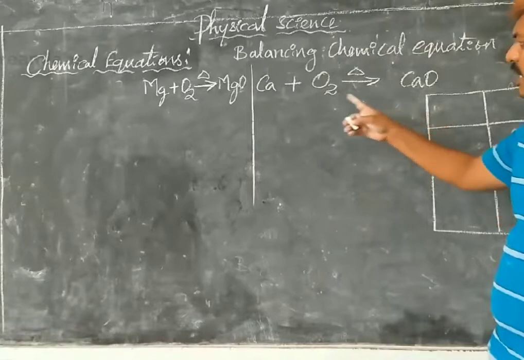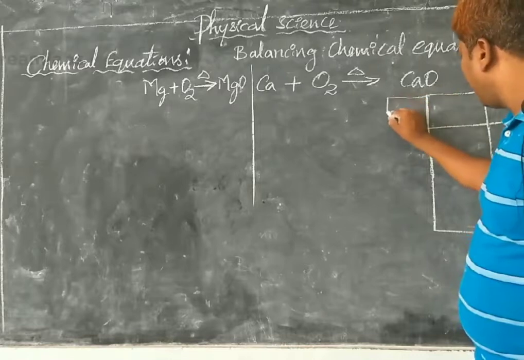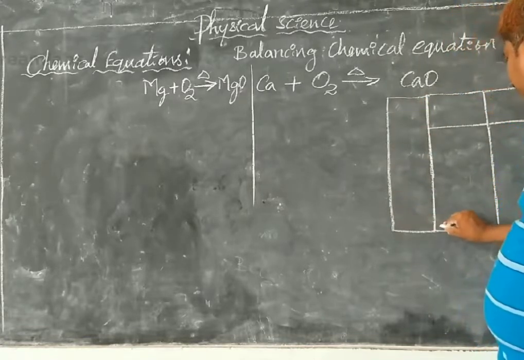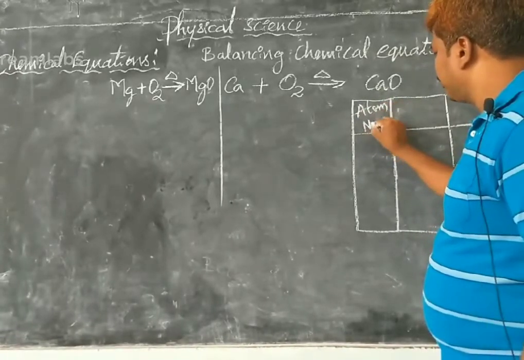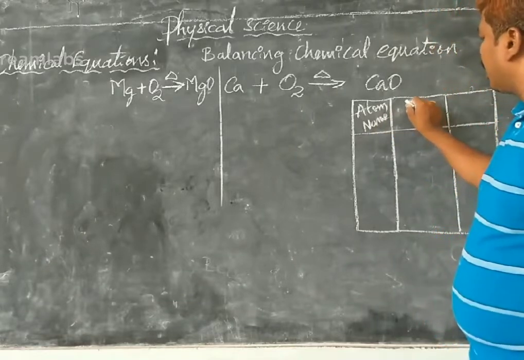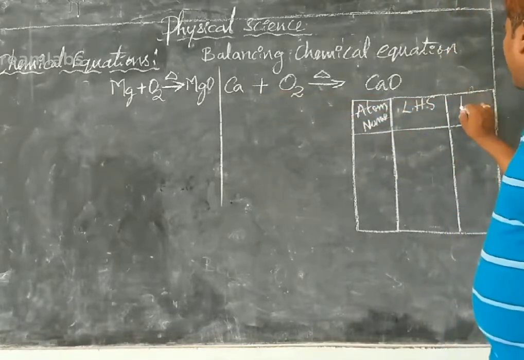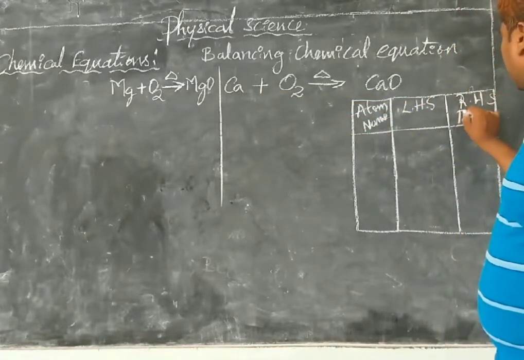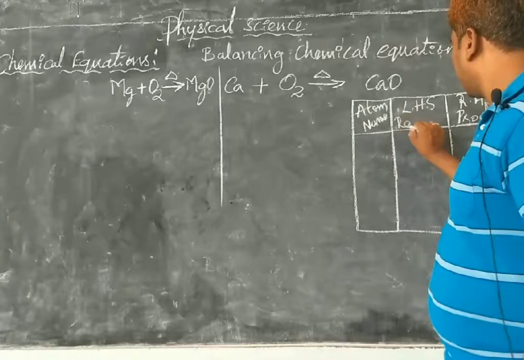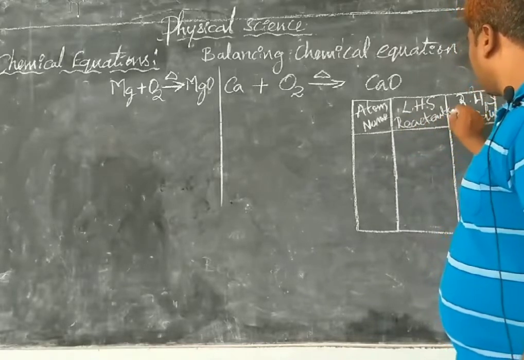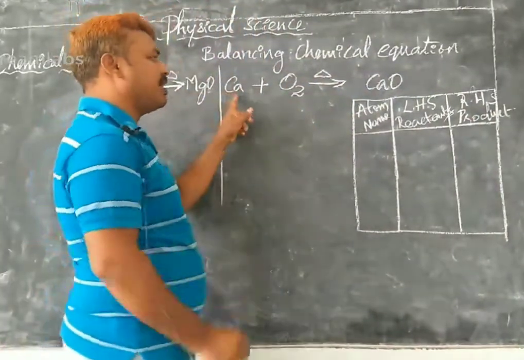Now here we are going to balance the equation. I'll write the atom name, left hand side, that is the reactants side, and right hand side, that is the product side. Product side and reactant side. So reactants, product. This is the equation given to us.